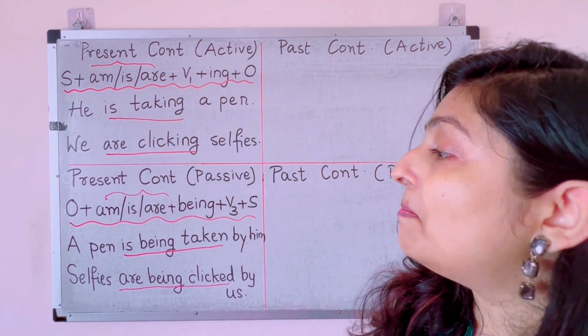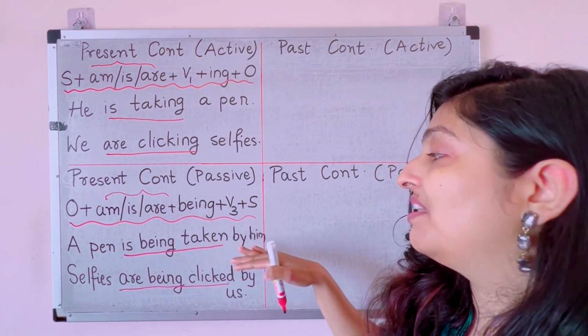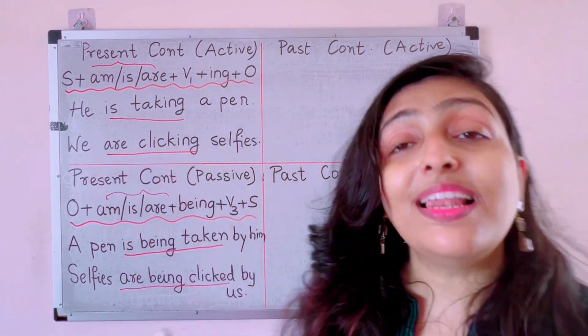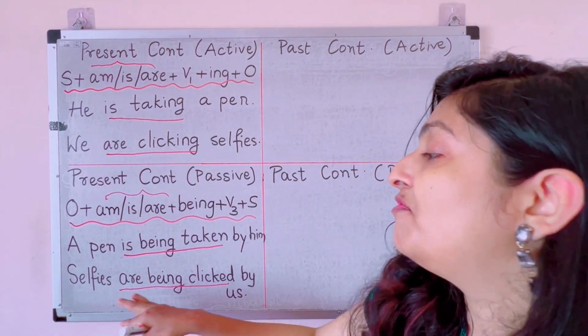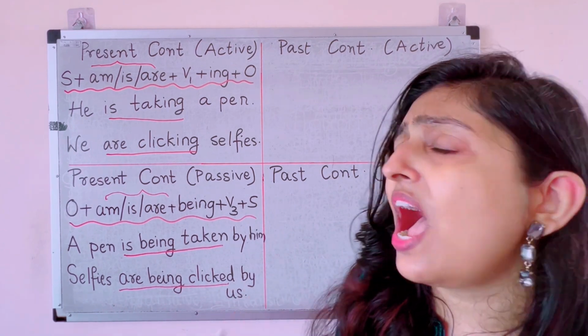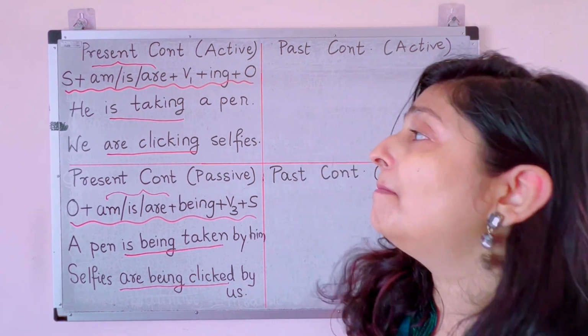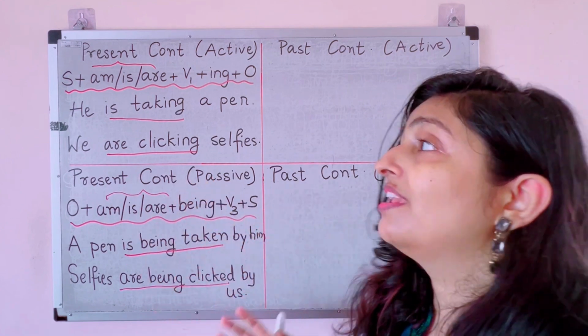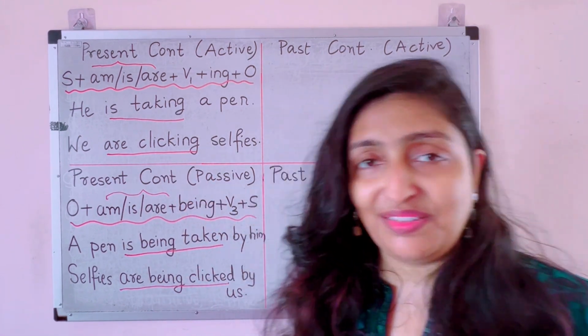He is taking a pen. A pen is being taken by him. We are clicking selfies. Selfies are being clicked by us. I am taking a pen. A pen is being taken by me.